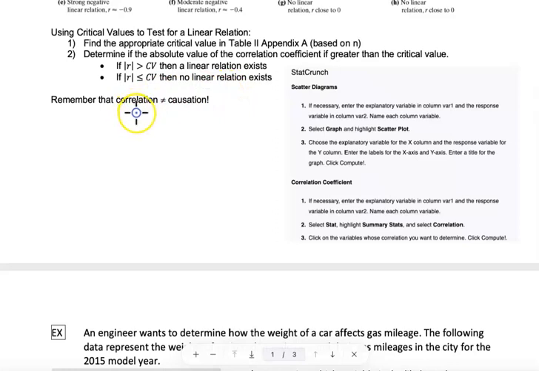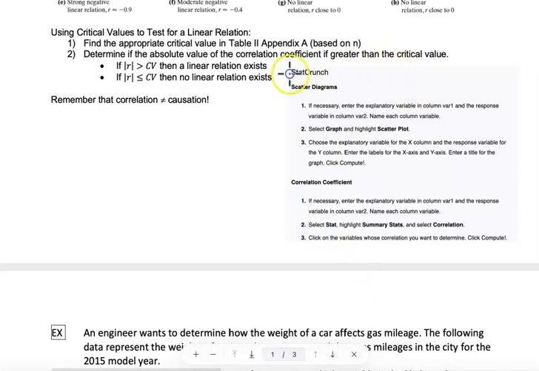Remember that even if we are saying that there is a linear relationship, that they have some correlation, that is not the same as causation. Just because there's a relationship does not mean that one of those variables is the cause of another.